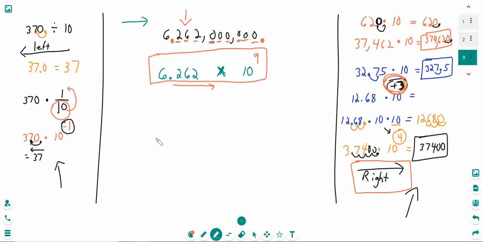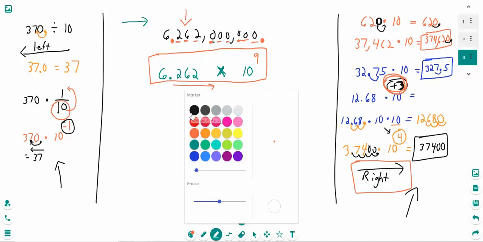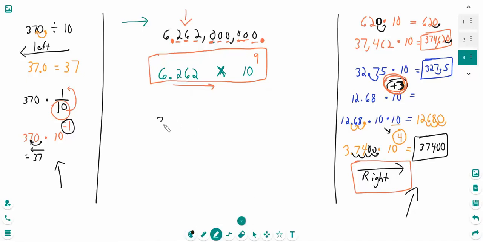So let's try another number. Let's say I've got this number, 3. Try to write this number in scientific notation. Go ahead and give it your best try, and then we'll do it together.